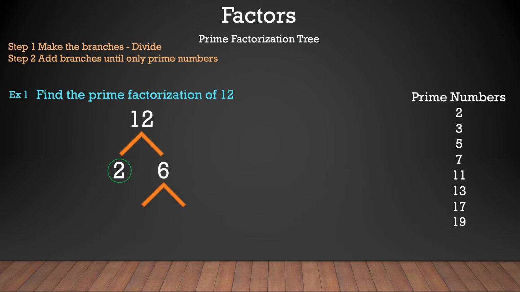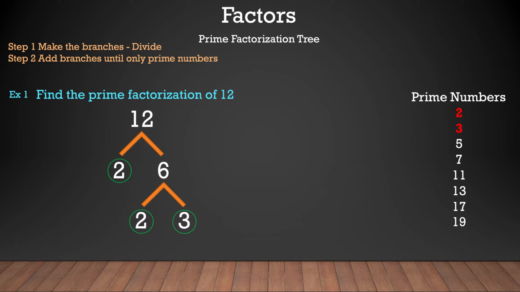Now we realize that 6 is also a composite number, so we're going to divide 6 by 2 again. So we get 2 and 3. If you realize that 2 and 3 is a factor pair of 6, you can do it that way as well. Now we're going to circle the prime numbers, and 2 and 3 are both prime numbers. So we're done with the prime factorization of 12.